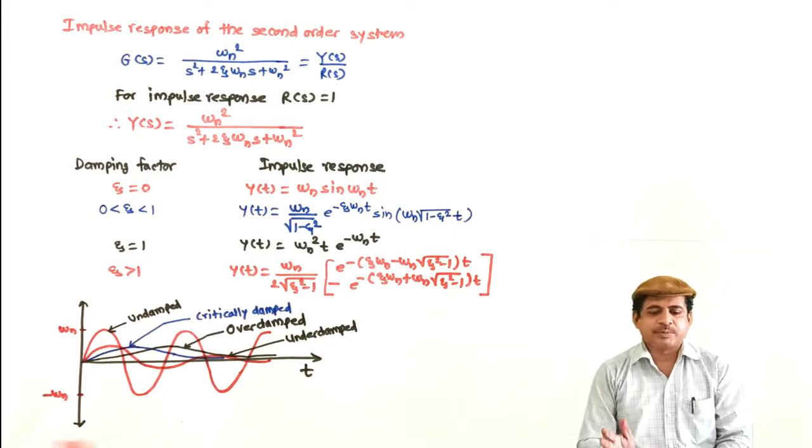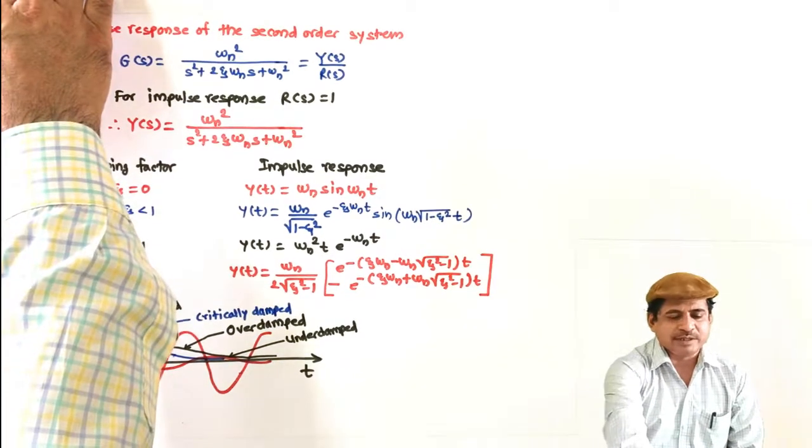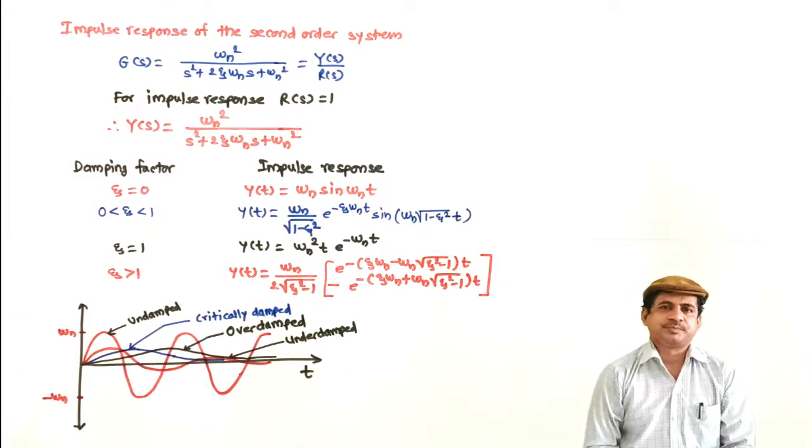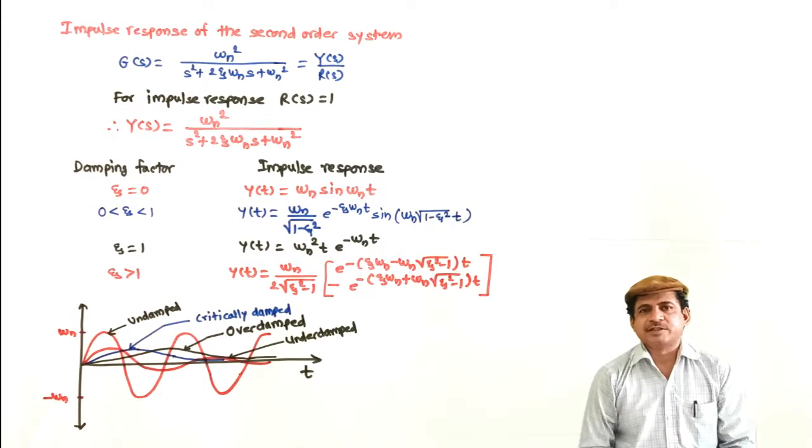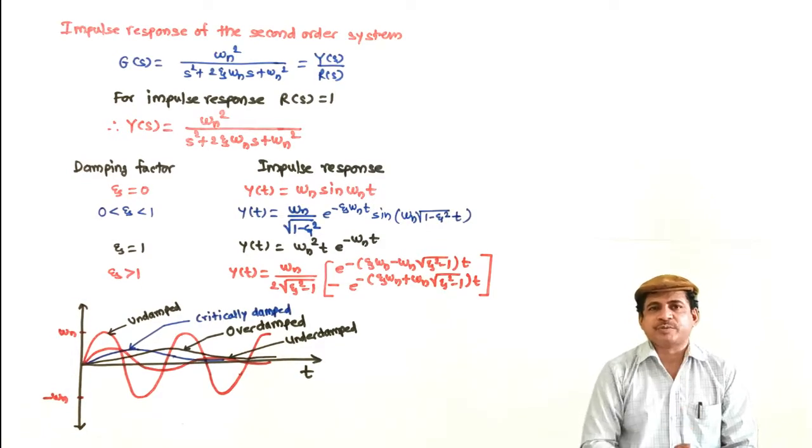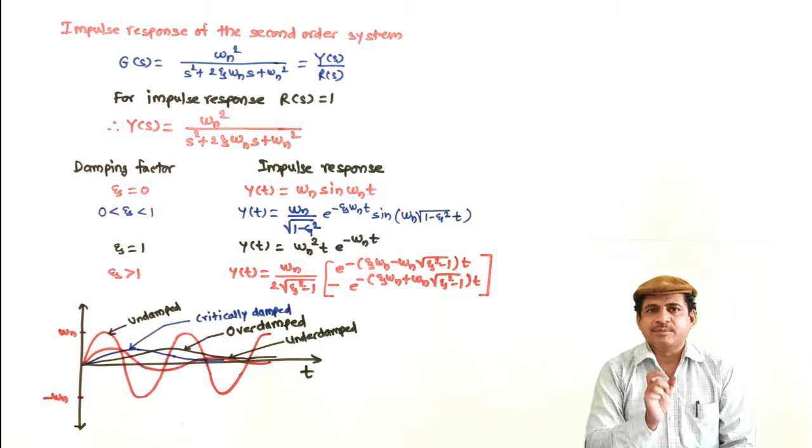So we have discussed the first order and second order system, its types and its impulse response. It is enough in this lecture. In the next lecture, we will discuss the step response of second order system and time domain specifications for the typical second order underdamped system.